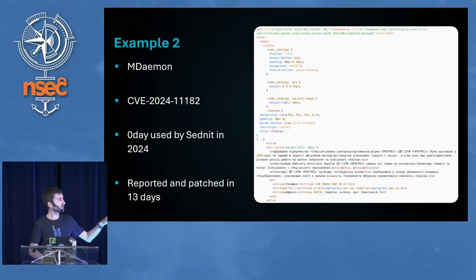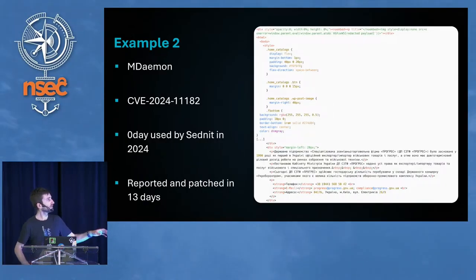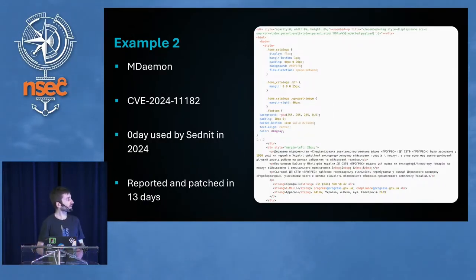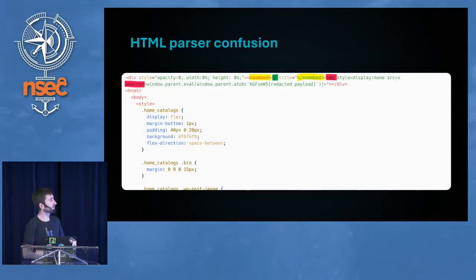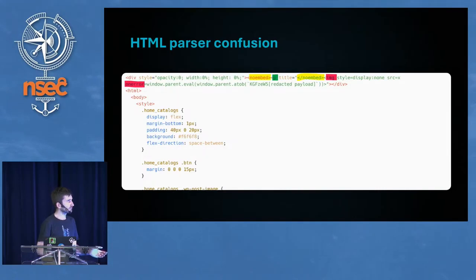It's once again an HTML email, and it's at the top that the XSS payload is. If we zoom a little bit, we can see that they first open a noembed tag, then a p tag, and then in the title attribute, they actually close the noembed tag and open an image tag. This should have been part of the title and considered as text, but I guess there was some confusion in the HTML parser used by MDaemon.